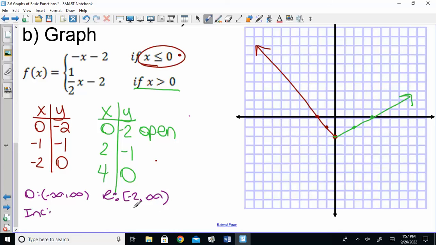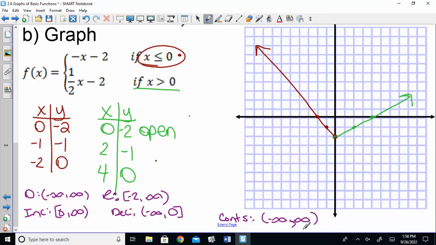Increasing, decreasing. What's the first section doing? Decreasing from negative infinity until 0. Good. Technically, it doesn't matter if you put a parenthesis or a bracket on the 0. And then after 0, what happens? Increasing from 0 to infinity. Where is this graph continuous? The whole time. Even though there were pieces, the pieces matched up, so it's always continuous.